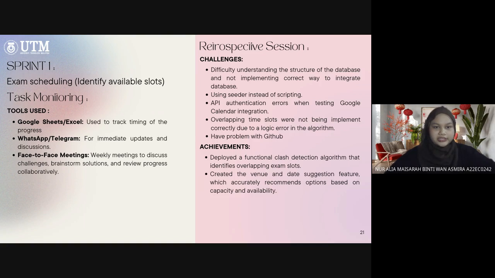So for the retrospective session, we have challenges and also achievements. So the challenges that we faced in Sprint 1 is we had some difficulty understanding the structure of the database because we did not implement the correct way to integrate the database. And at the same time, we used the seeder in Laravel instead of scripting. And API authentication error when testing Google Calendar integration.